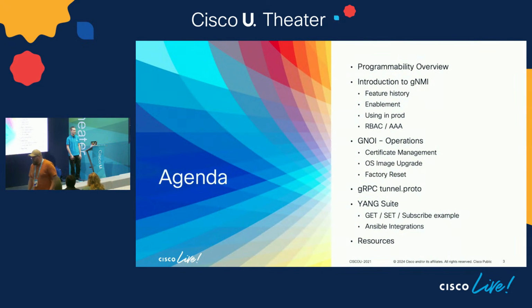This is what we're going to be covering for the next half hour or so. We'll give an introduction to the programmability lifecycle on iOS XE. We'll talk about the API on your 9300 switches, or on your ISRs, ASRs, and your 8300 series routers. Then we'll talk about gNMI specifically. What do I need to know about this API?